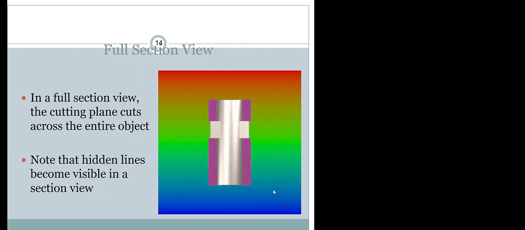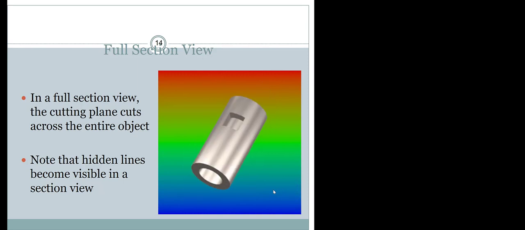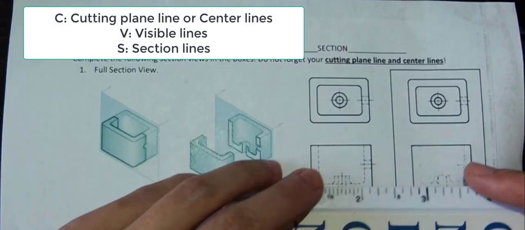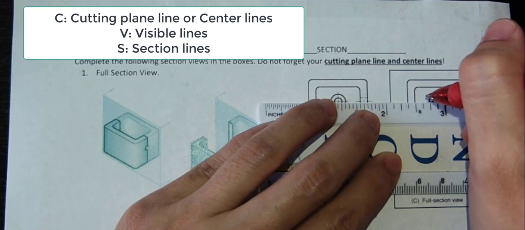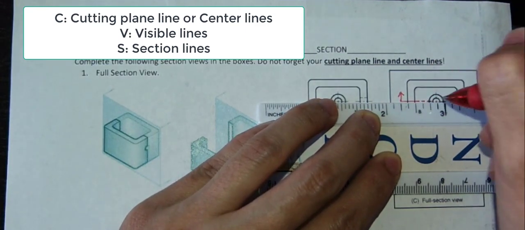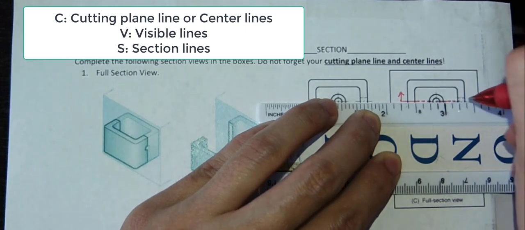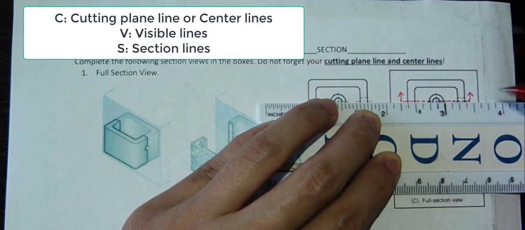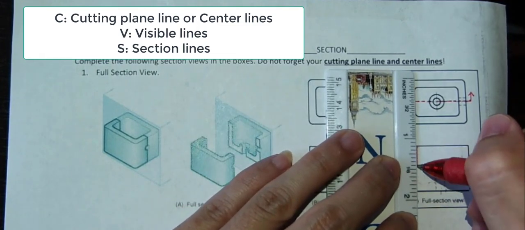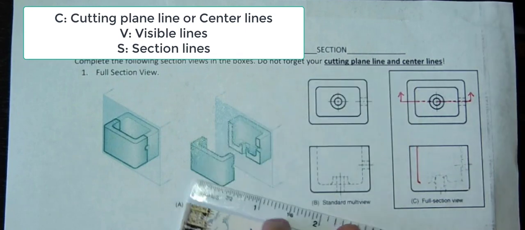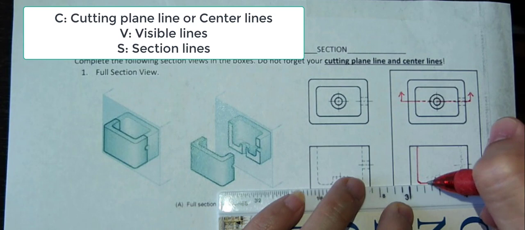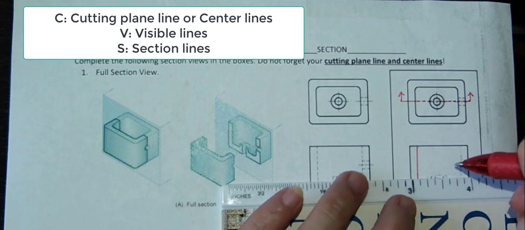A full section view cuts through the object by half. The acronym CVS is very useful, which will help you to complete the section views. C represents the cutting plane lines or the center lines if you have a cylindrical object. V represents the visible lines. S represents the section lines. So in the section view, you always want to make sure that you locate the CVS.